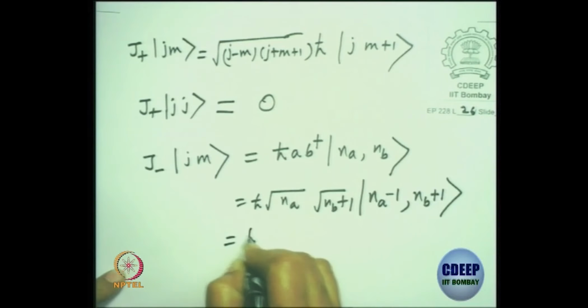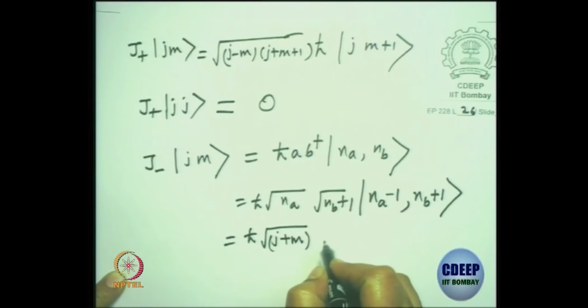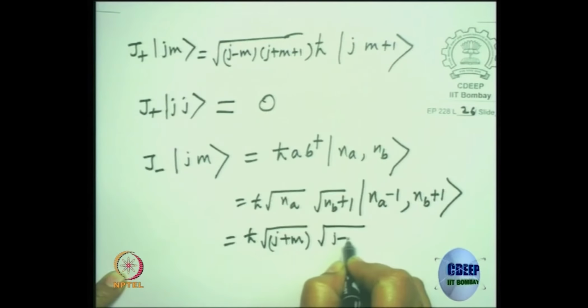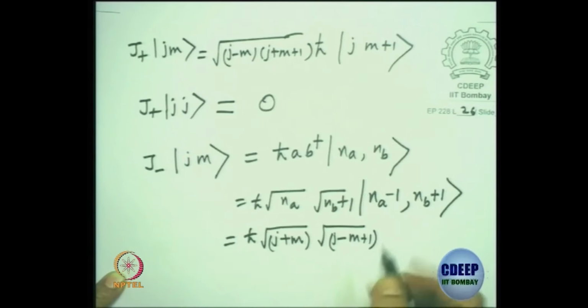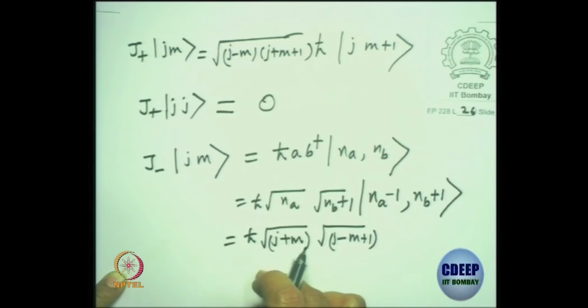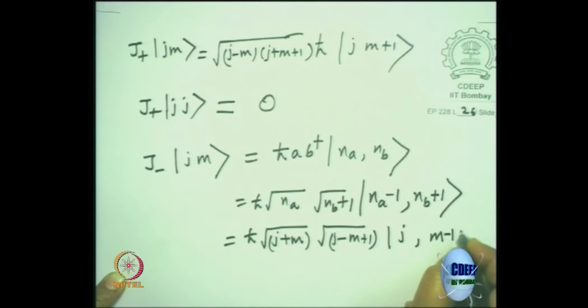So, let us rewrite Na as J plus M, J minus M plus 1, right. I am substituting Na as J plus M and Nb as J minus M. This is what I am doing. And this I can write it as M minus 1.